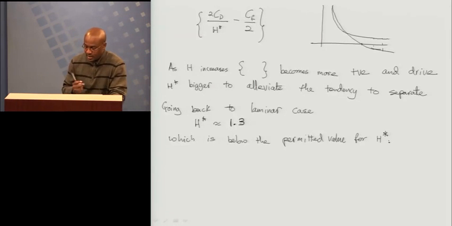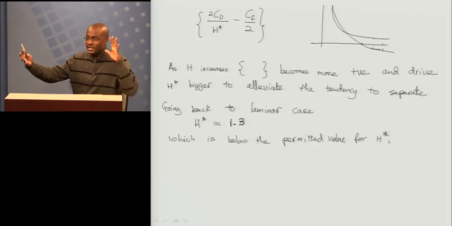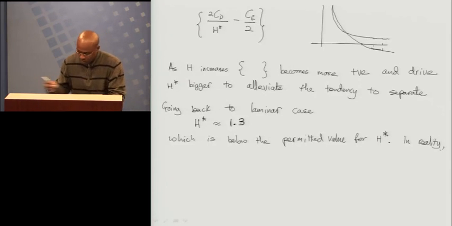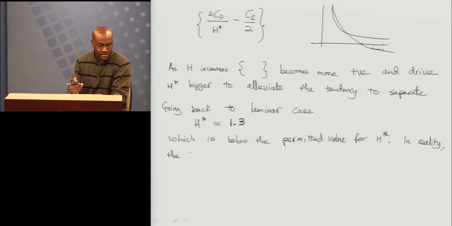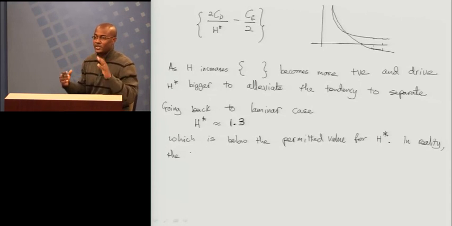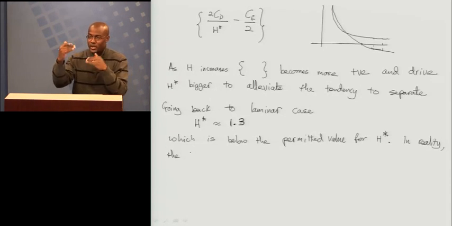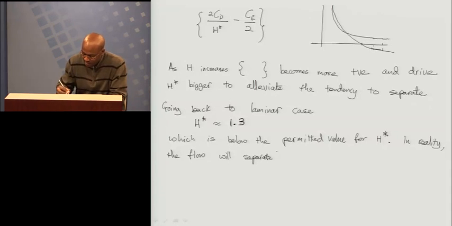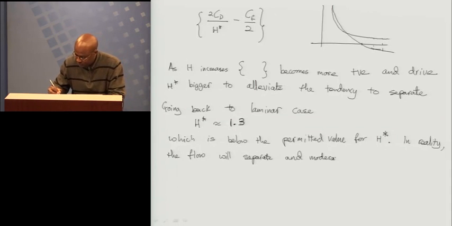So what happens in reality? In real life, since this is below H star, the flow needs to adjust itself so that it's no longer in that range where this value isn't allowed. So in reality, the flow separates and moderates the UE value.